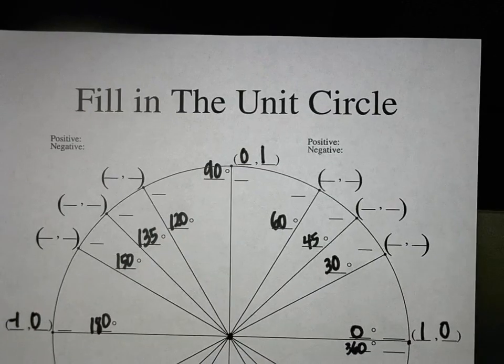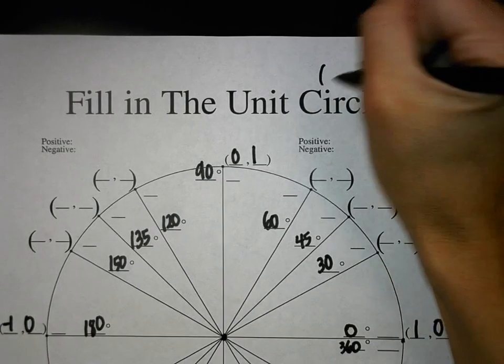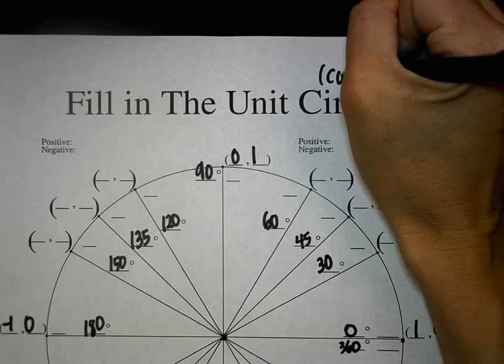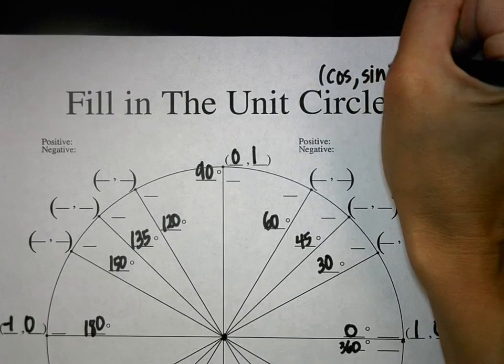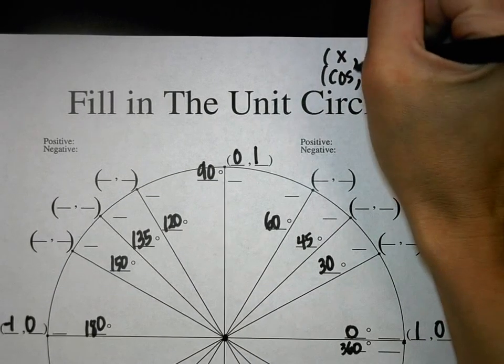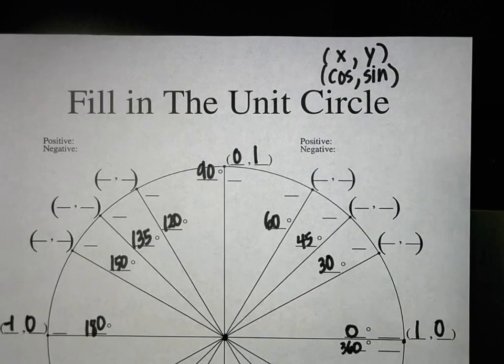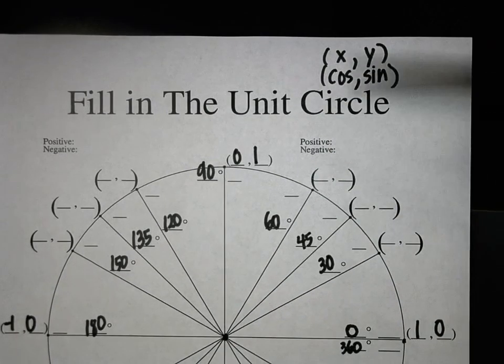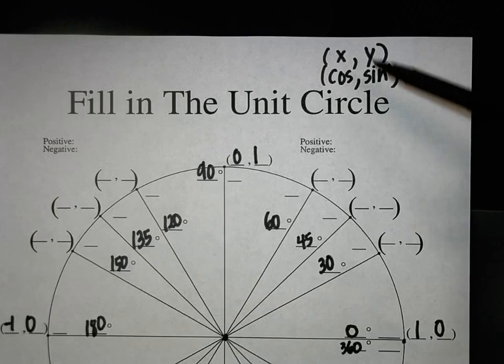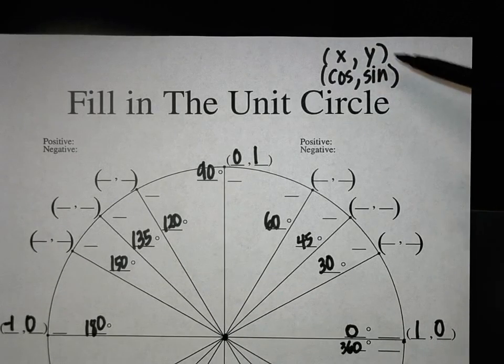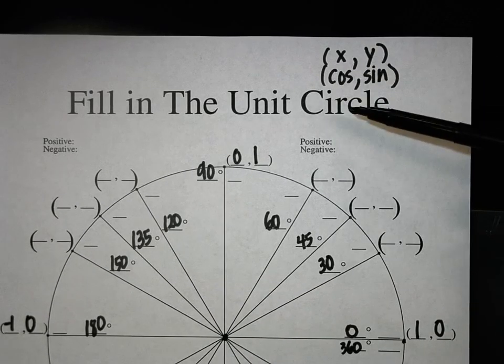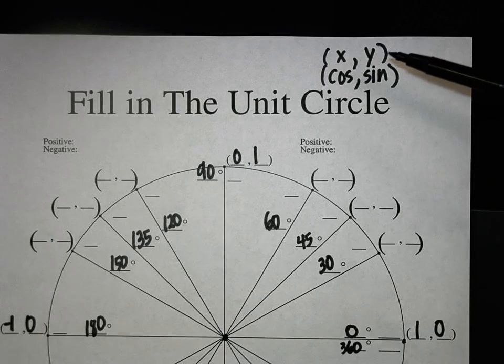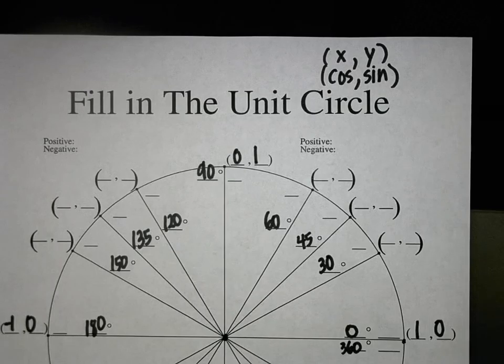Okay, a couple things that I want you to write on this to remember is that in dealing with your ordered pairs, it goes cosine and then sine. X, Y. And so remember how we talked about alphabetically, C comes before S, just like X comes before Y. So that's how I remember cosine is dealing with X, sine is dealing with Y. So far, so good?